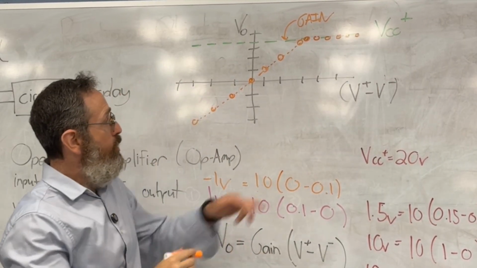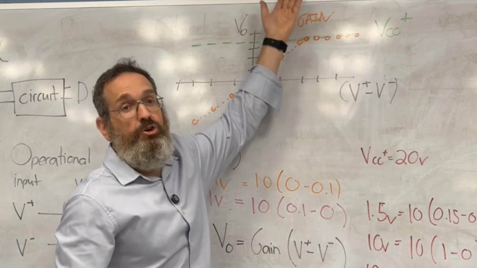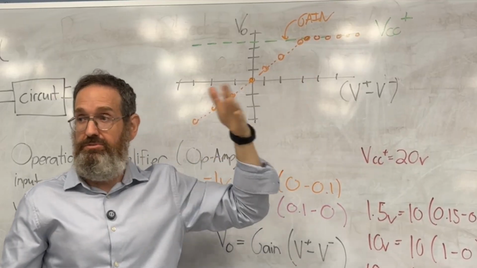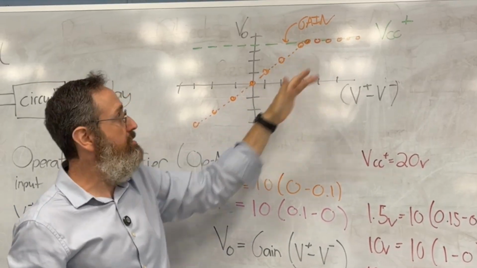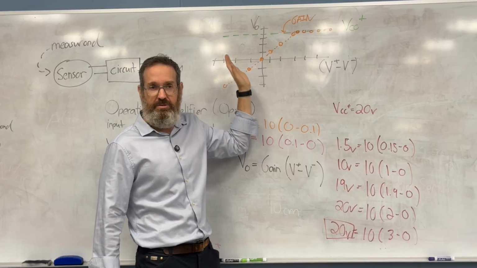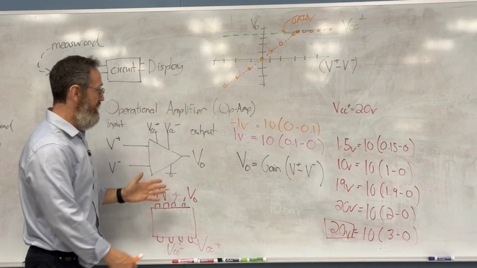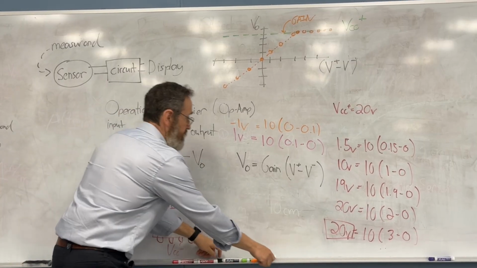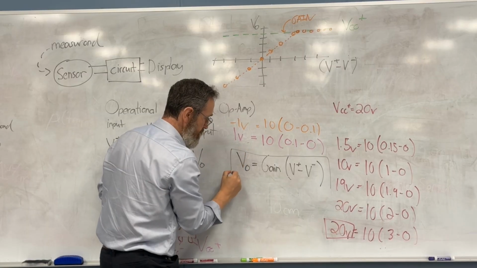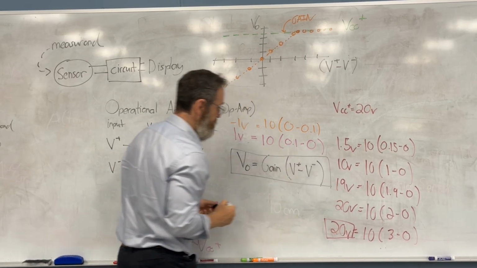So at these points here, I can't go above the line. I'm pinned. Now you could say, what if VCC plus was bigger? Well, then it would be pinned somewhere else. I put my units here, but I've left this without units. So I wanted you to understand that this here is a simple governing equation, right?